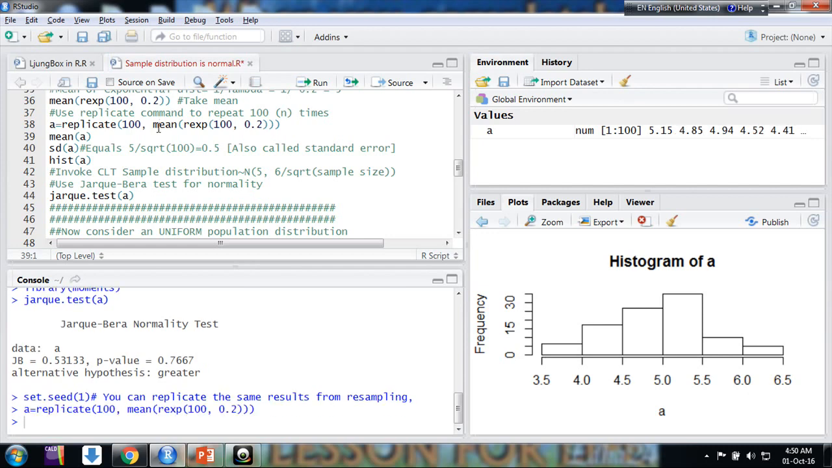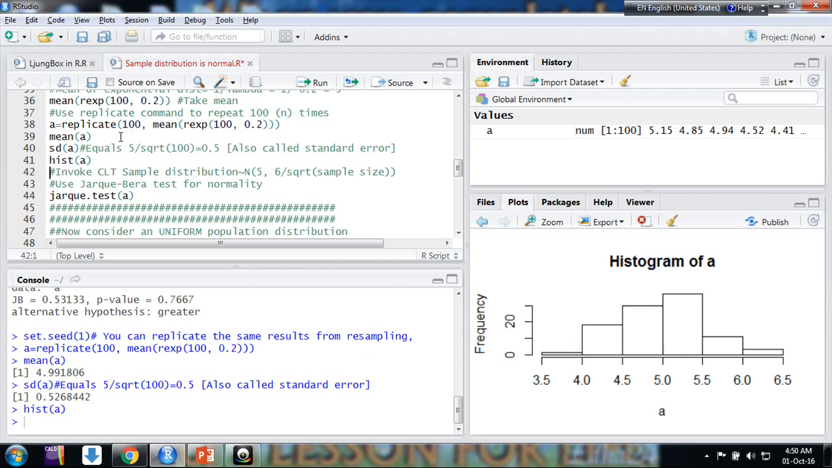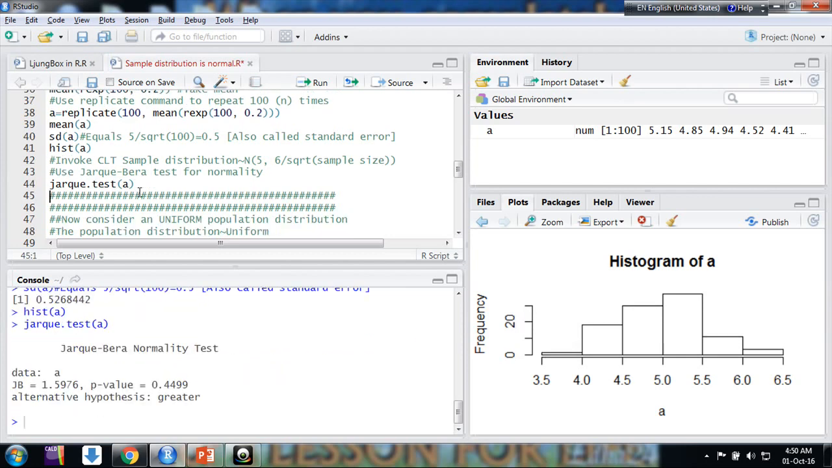So now I have 100 numbers. The mean of that is 4.99, very near to the population mean. Looking at the standard deviation and histogram, it seems normal, and by using the Jarque test again, it's normal. So in this way, we can say the sampling distribution of the sample mean is normal, even though the population is exponential.